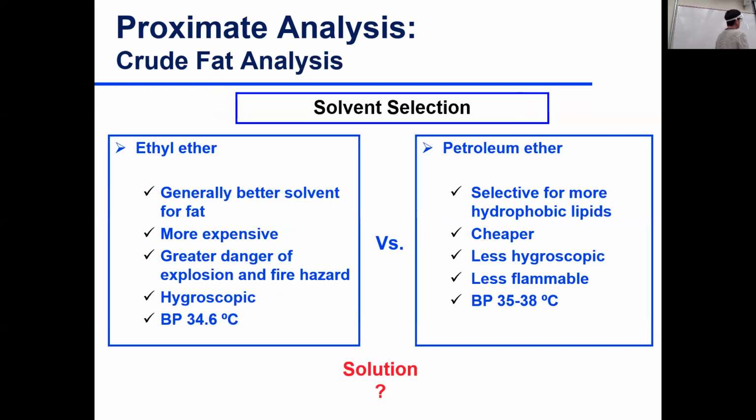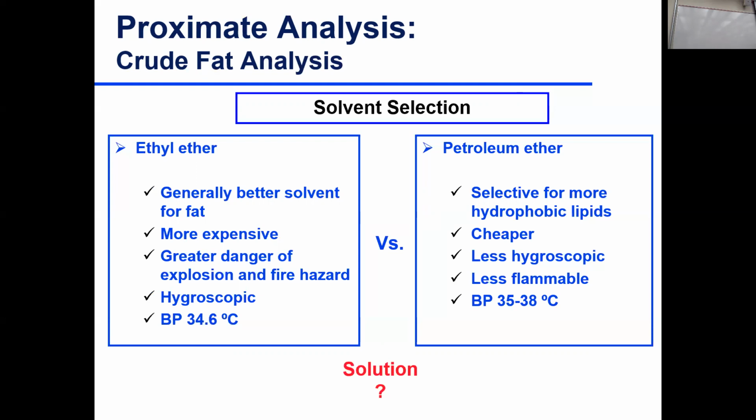But the most common solvents that we use for fat content, using Mojonier or Soxhlet, are these two, diethyl ether and petroleum ether. If we want to compare and contrast, which is a question in your lab report, these two solvents: diethyl ether is generally a better solvent for fat.